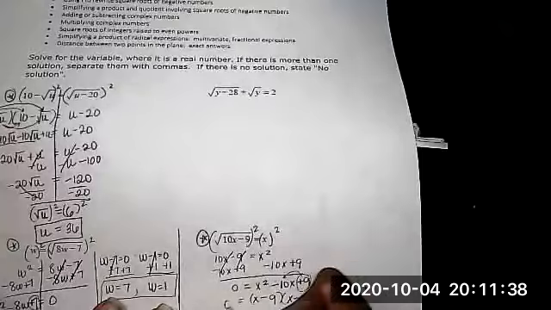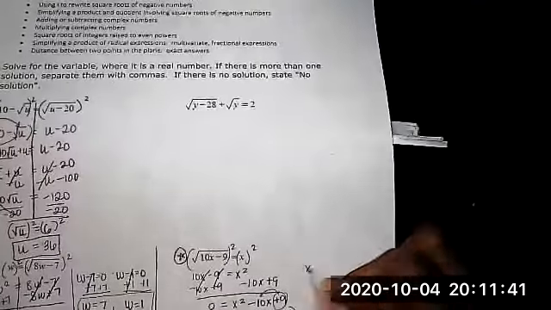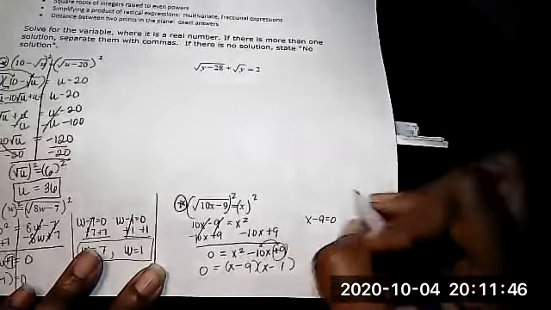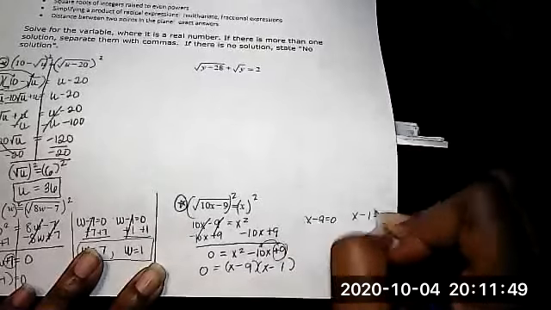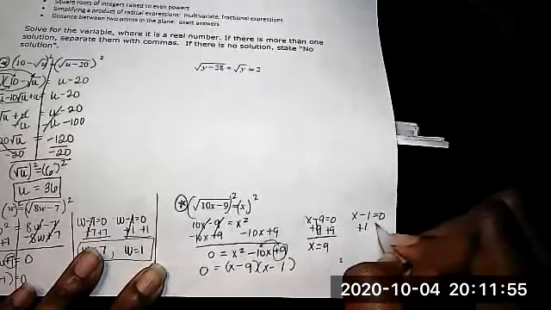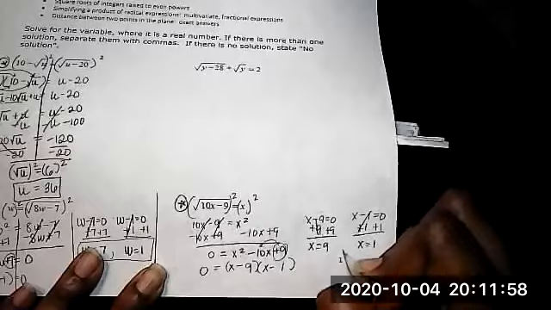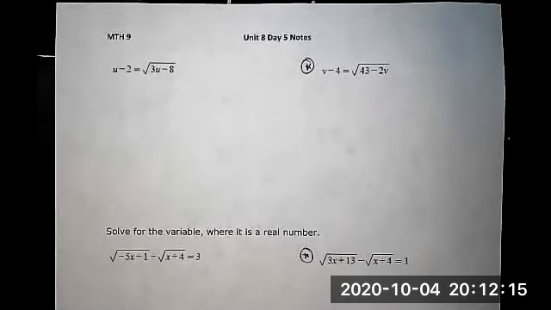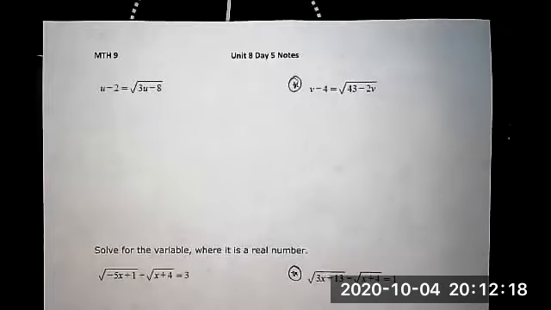So you have x minus 9 equals 0 and x minus 1 equals 0. Add 9 to both sides, x equals 9, and add 1, x equals 1. So x is going to be equal to 9 and 1. Again, it's not simple. This is a very complex topic. But as long as you're doing your work and practicing, you will get this.